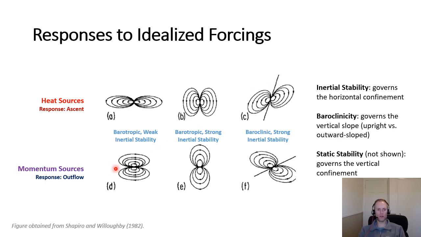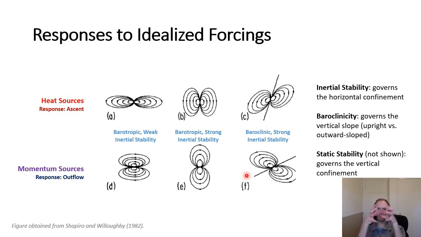The momentum sources for panels D, E, and F that we have here are always associated with flow being directed from left to right. So we envision the center being on the far left side of each one of these diagrams, and this flow is directed outward, away from the center through that cyclonic momentum source. We can envision this as the response to try to eradicate that momentum source as well.